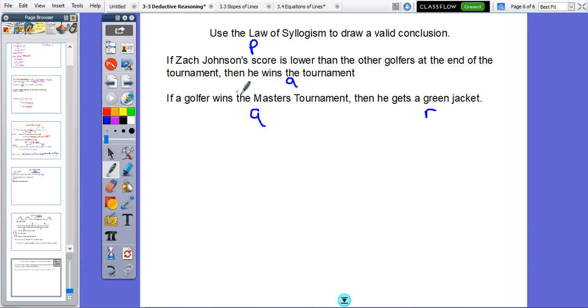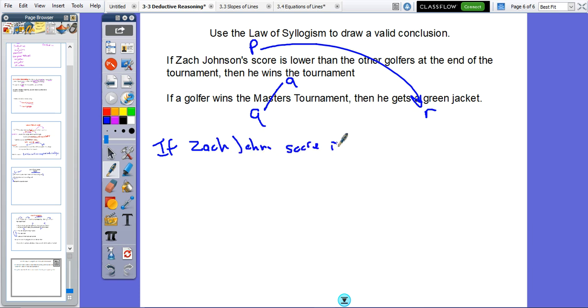Because they have the same Q to tie them, the end of one is the beginning of the other one. That has to happen, by the way. Then we ourselves can conclude that if Zach Johnson, I'm just going to shorthand that right there, has a lower score, then, what's the conclusion? He gets a green jacket. He gets a green jacket.